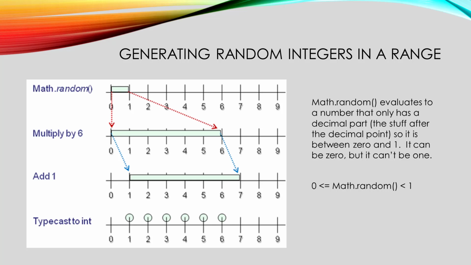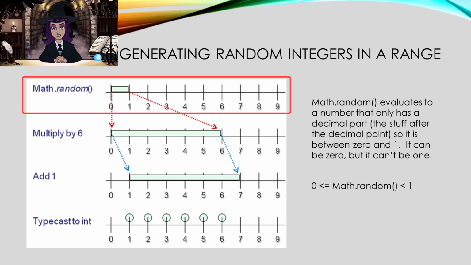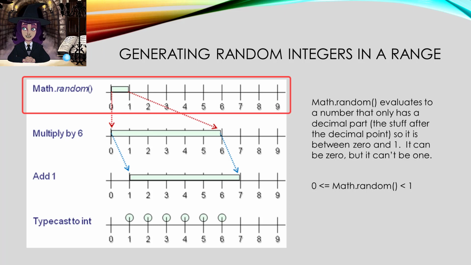Math.random is a good start, but it gives us a pseudo-random number that only contains the decimal part of a number. This means that it is less than 1 and positive. In other words, the value it gives will be between 0 and almost 1. It can give 0 on the low end, but on the high end, it can get to 0.999999999999999, but it can't get all the way to 1.